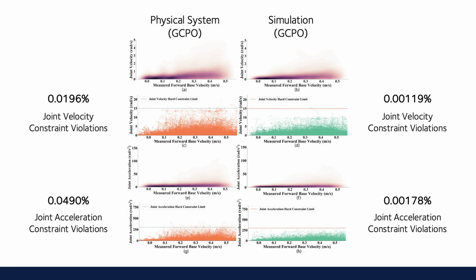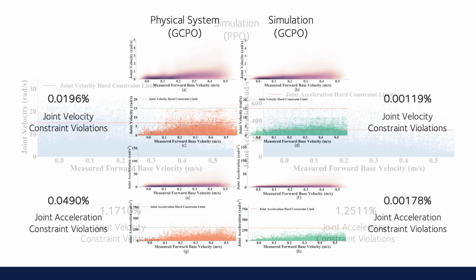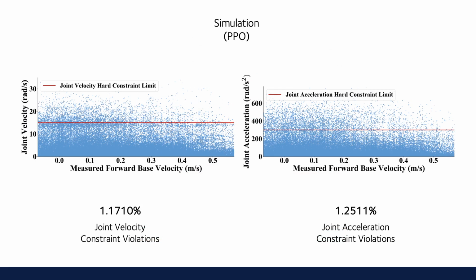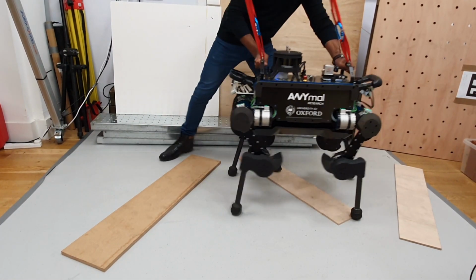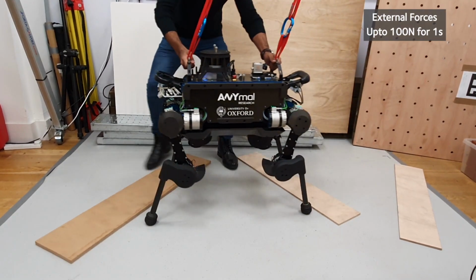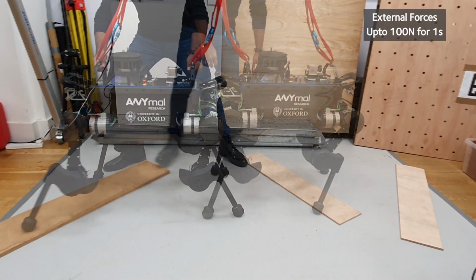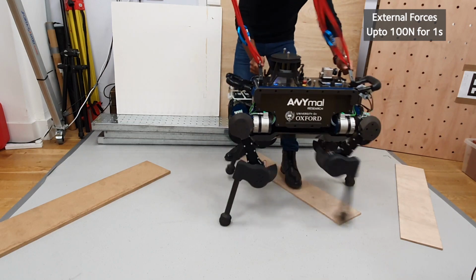Moreover, the control policy trained using GCPO was better able to handle constraint violations even on the physical robot compared to the policy trained using PPO, as represented here in the kernel density estimate and the scatter plots. Our GCPO policy was also able to handle external forces of up to 100 newtons for 1 second duration when applied to the base horizontally.